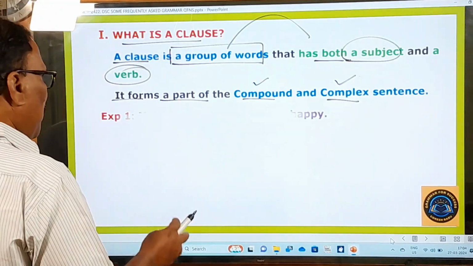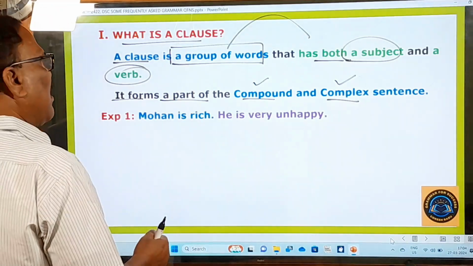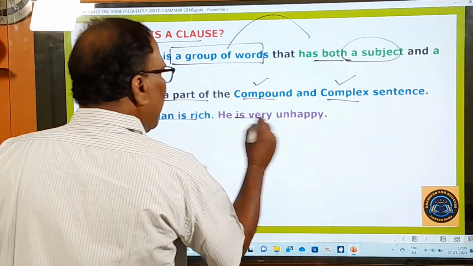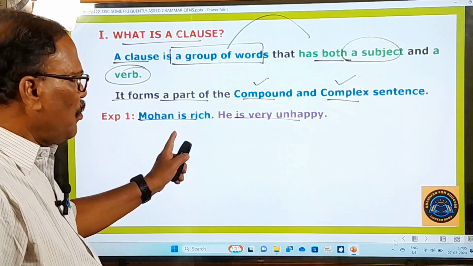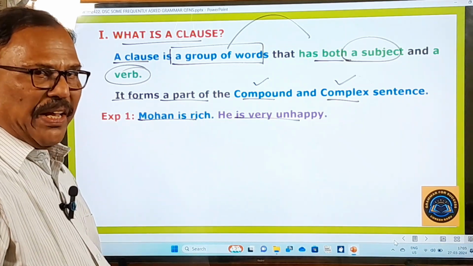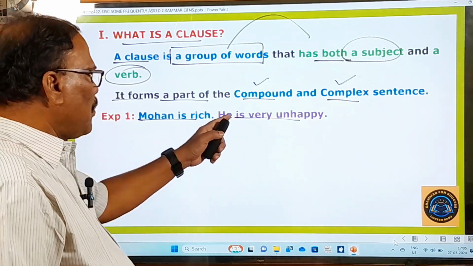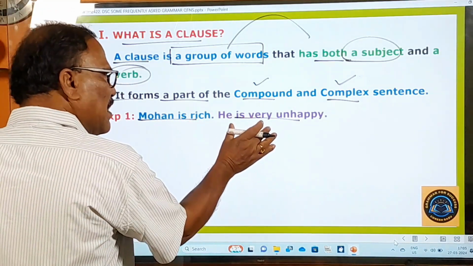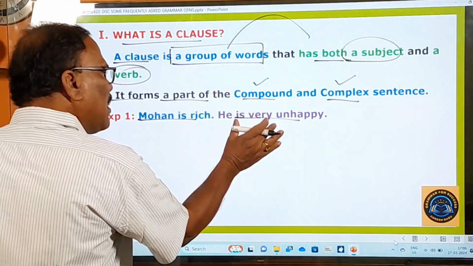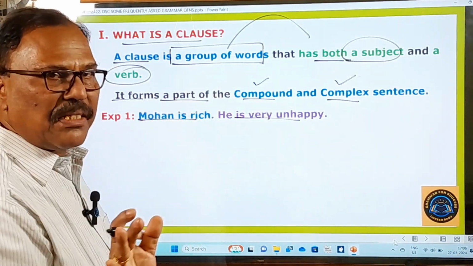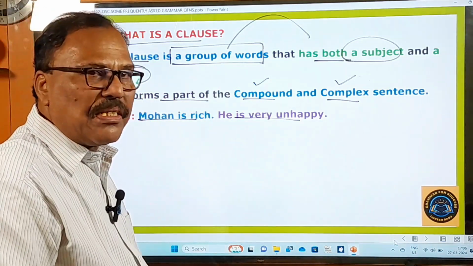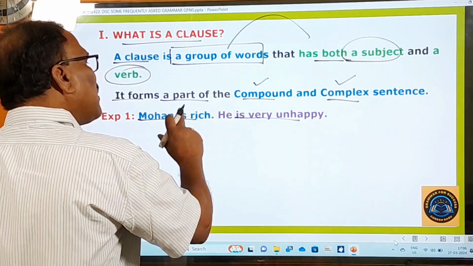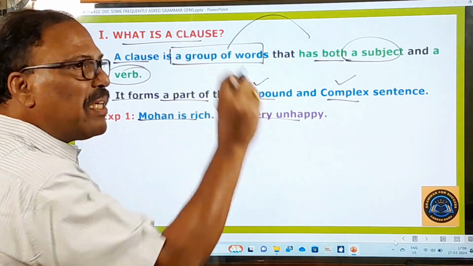Here I'll give you some examples to make you understand what a clause is. Mohan is rich. He is very unhappy. You know the Telugu meaning of these two simple sentences very well. If you observe these two sentences, they are not only simple sentences, but also separate, individual sentences. Now let us combine these two simple sentences into one single sentence.